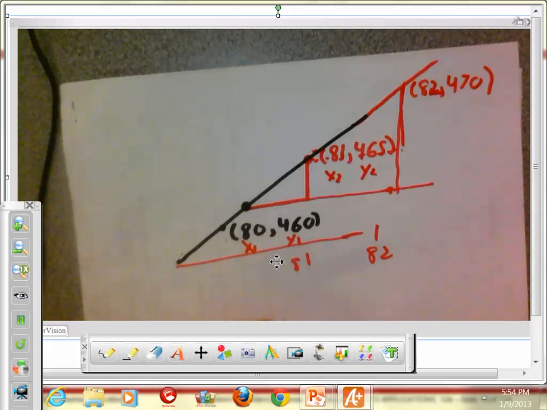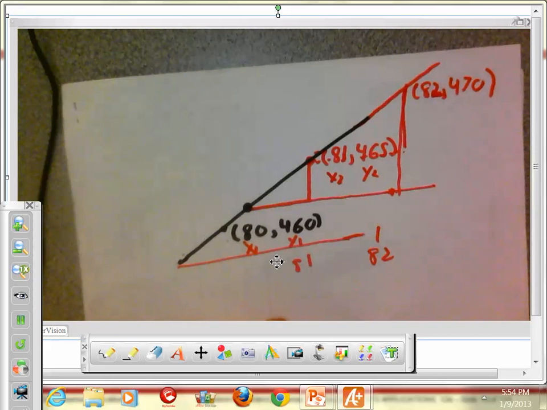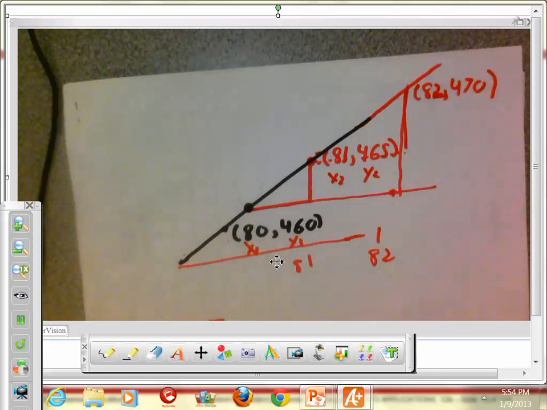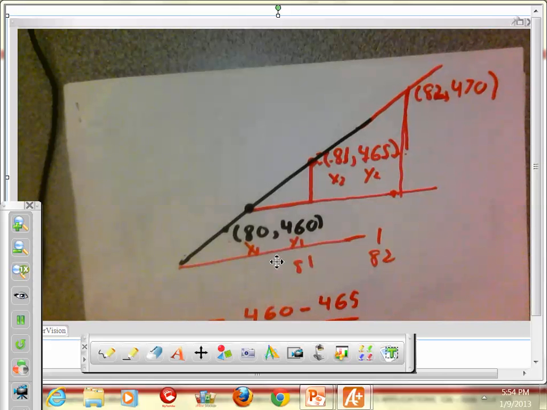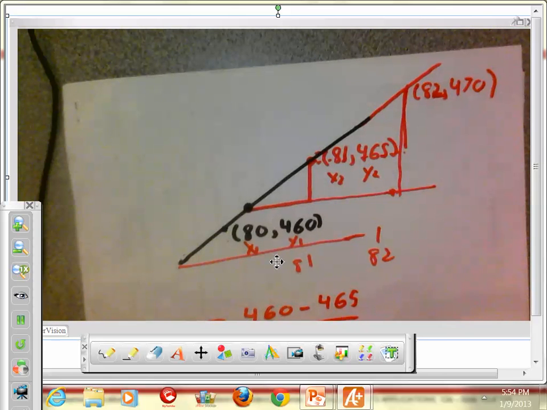So I can calculate my slope m, which better come to 5, as y1, which is 460, minus y2, which is 465, divided by x1, which is 80, minus x2, which is 81.